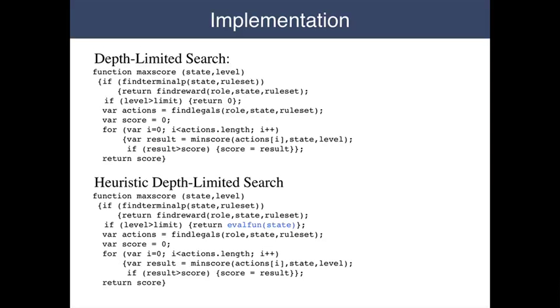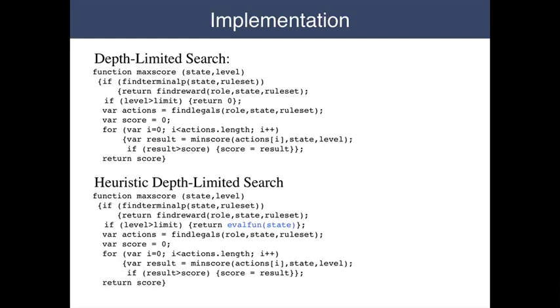The implementation of fixed depth heuristic search is easy. At the top here we have the implementation of simple depth limited search that we saw earlier. And at the bottom we have the implementation of heuristic fixed depth search. The only difference is that we've replaced the default value of 0 with the result of calling the evaluation subroutine evalFun on the state being considered whenever the depth limit's exceeded.